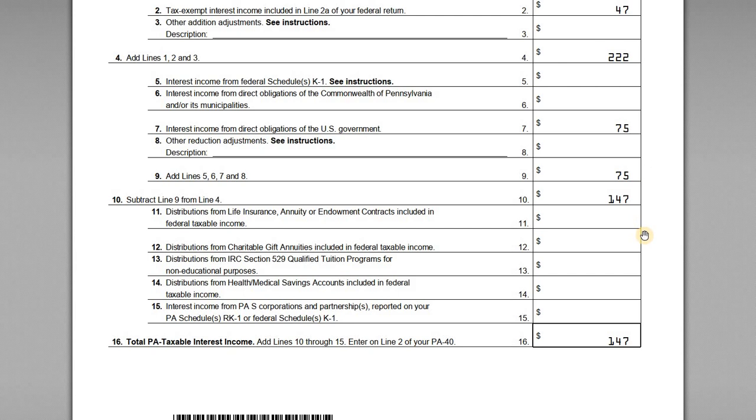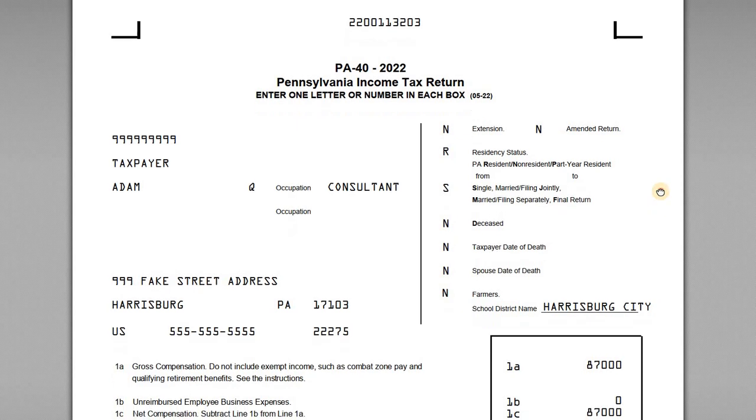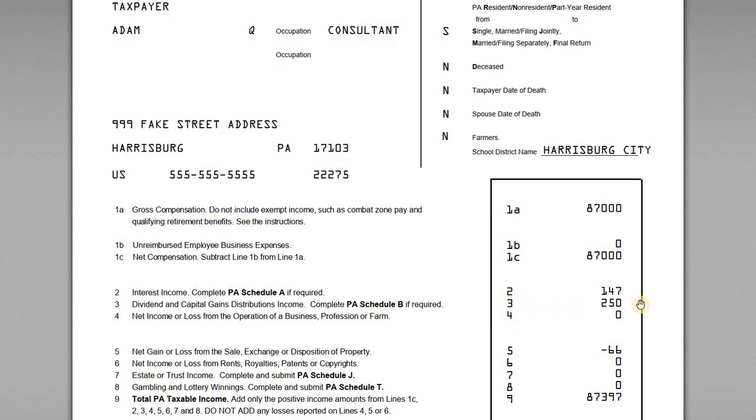This is the amount that's subject to tax at the Pennsylvania level. So this is the bank account interest of $100 plus the $47 of Florida municipal bond interest. And so that amount flows up to line 2, right? So we've got our line 2 amount there for $147.